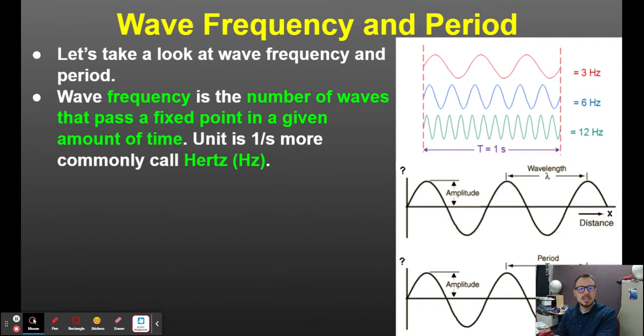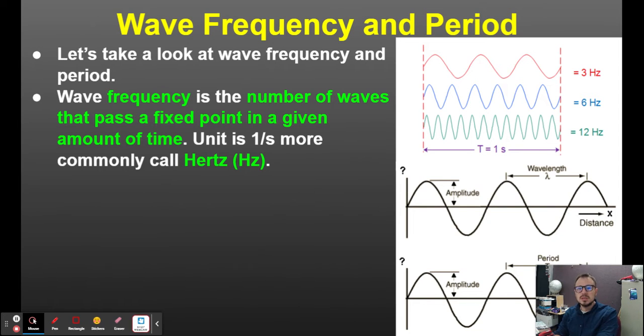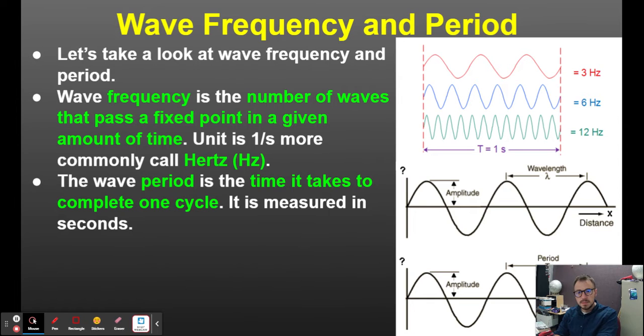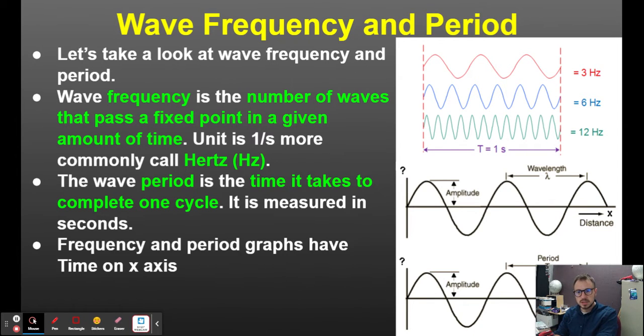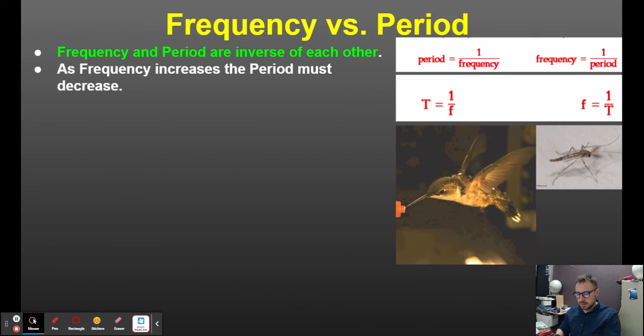So let's talk about timing waves. Frequency is the number of waves that pass a fixed point in a given amount of time. The unit is 1 divided by seconds, or the hertz. So it's how many cycles per second. The wave period is the time it takes to complete one cycle. It is measured in seconds. Frequency and period are inverses of each other.